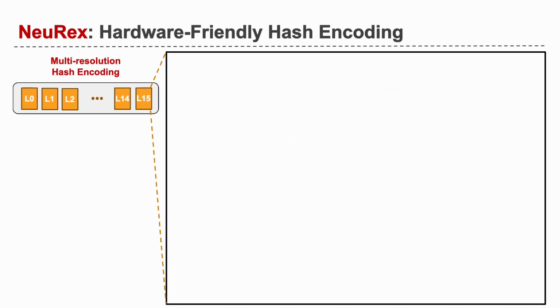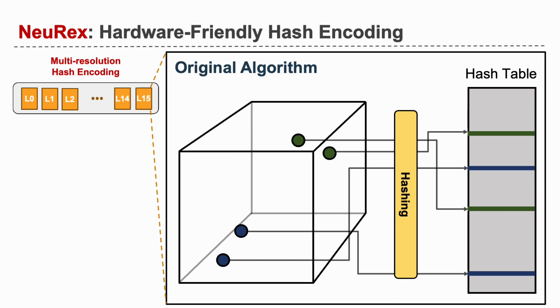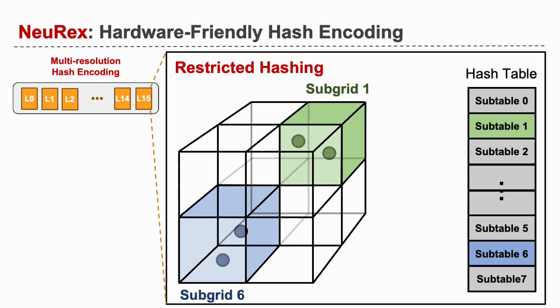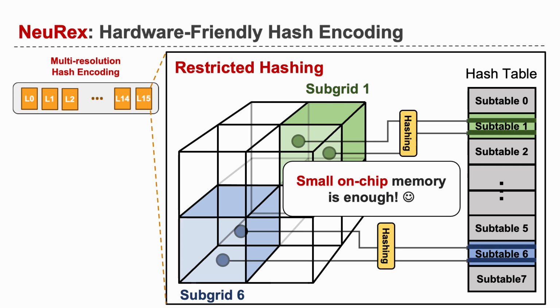To improve the performance of neural rendering, we propose an algorithm hardware co-design in this work. In the original algorithm, the sampled points are accessing the hash table using a global hash function. However, this leads to random accesses across the entire hash table. So, the hardware needs to have a large on-chip memory to avoid irregular off-chip memory accesses. To address this, we propose restricted hashing where the 3D space is divided into small subgrids and the points are constrained to access their own subtables. In this way, small on-chip memory is enough to encode the points.